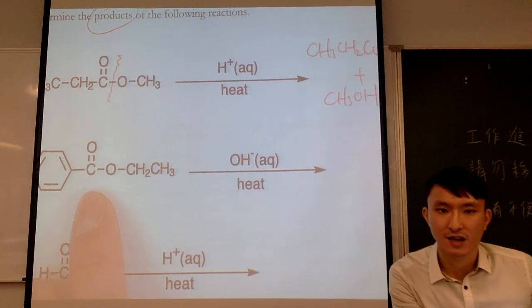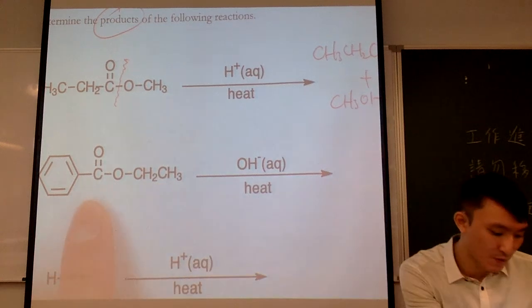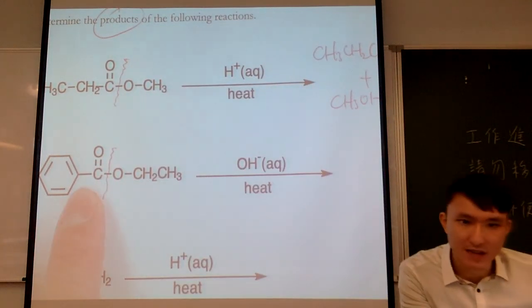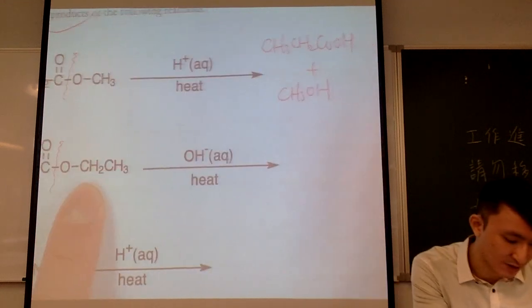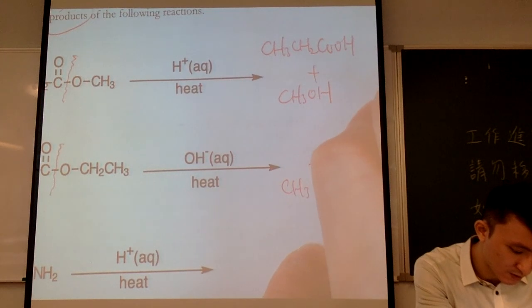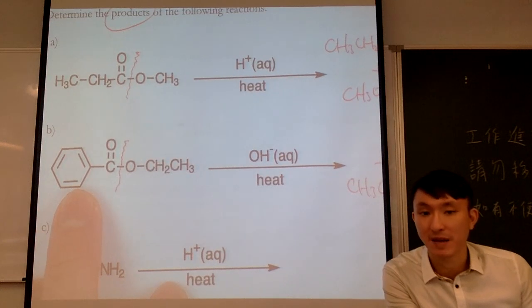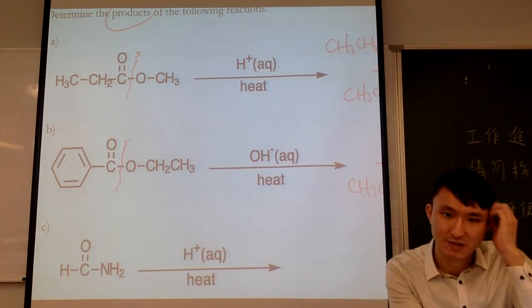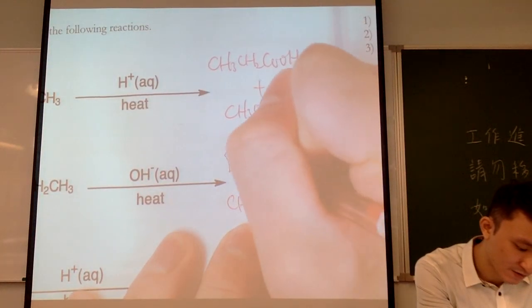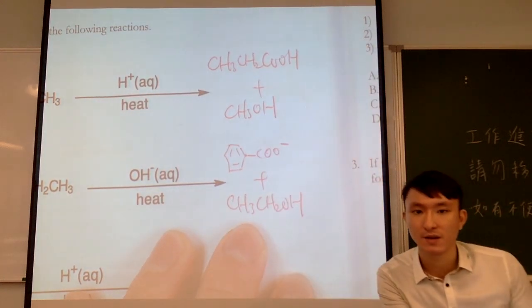Now here, this is again an ester, but this time we have an alkaline medium. So again, we will cut it at the ester bond. On the right hand side first, we should have an ethanol. Okay, we can put down the ethanol first. Okay, and on the left hand side, we're supposed to form a benzoic acid, but because it is an alkaline medium, so the benzoic acid will subsequently neutralize to form a benzoate ion. So we should have a benzoate ion here. Okay, we should have this one.